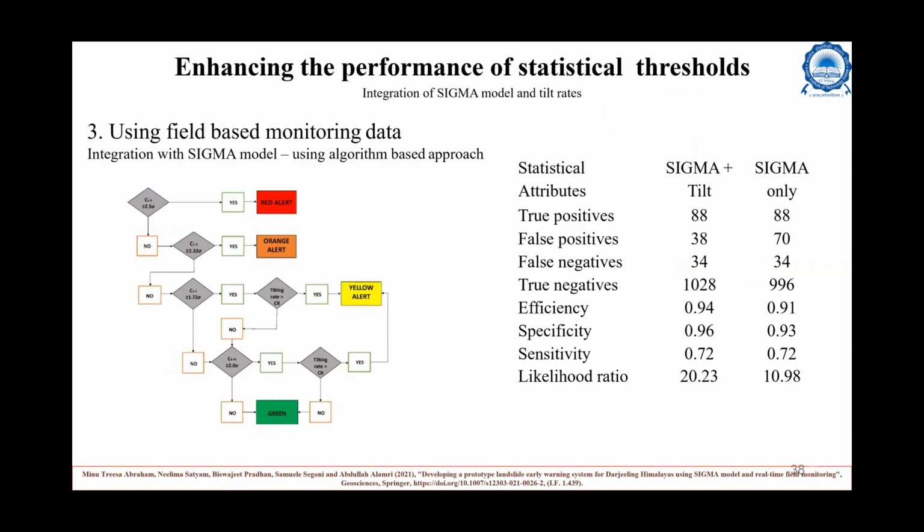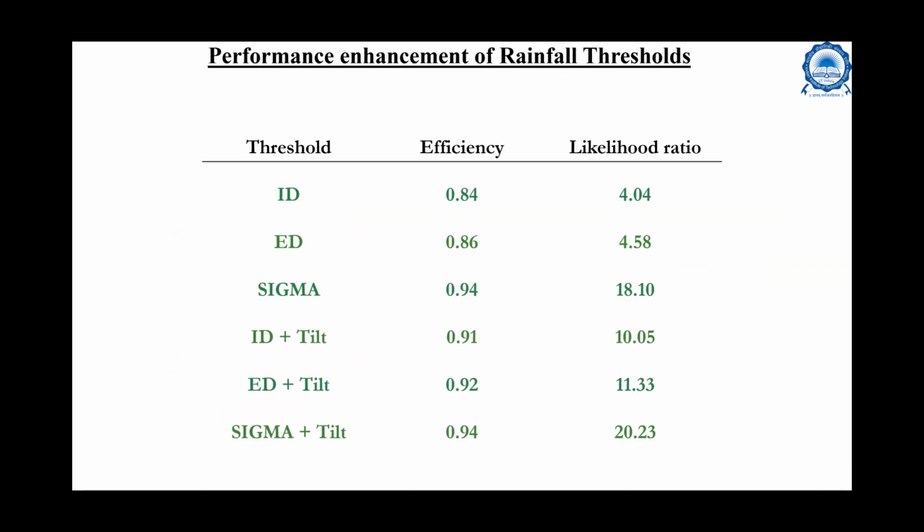So this is for enhancing the performance of statistical thresholds. Using the sigma approach, we integrated sigma plus tilt and only sigma, and we see an increase in the likelihood ratio to almost double. This is the highest performance-wise, the more effective approach. We got better results with sigma and tilt, so we applied that in developing our warning systems. These are some of the parameters for performance enhancement of the rainfall thresholds, with only ID, ED, only sigma, and with the real-time monitoring data, tilt data.